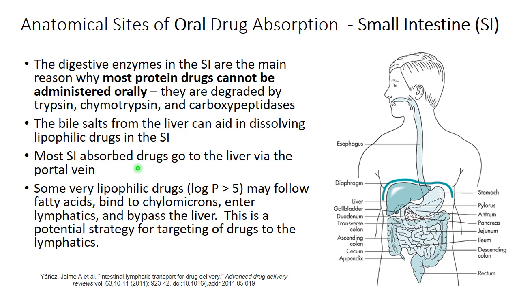Okay. Some very lipophilic drugs, remember, the higher the log P, the more lipophilicity. So if it's positive, it's more lipophilic and less hydrophilic. So very high log P, which is very high lipophilicity, is really interesting because this may follow fatty acids. So remember I said most drugs go through the portal vein. Drugs that are very, very lipophilic, they may not go to the portal vein. They may go and follow fatty acids.